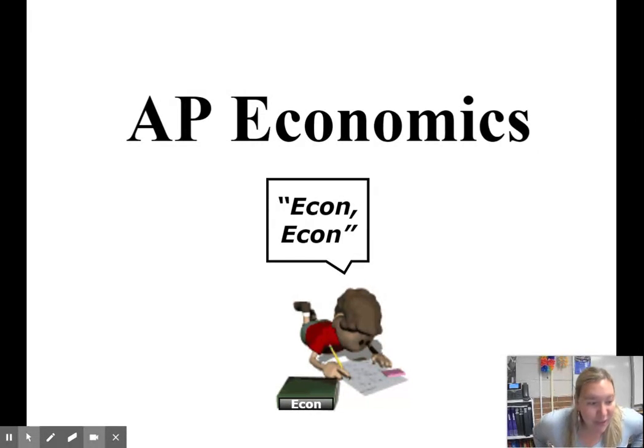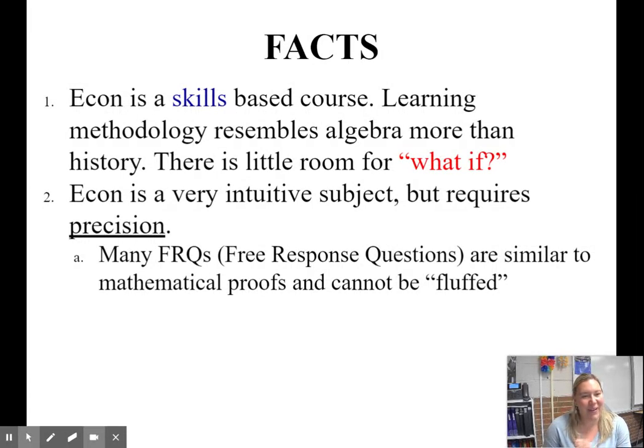So your first lecture, I want to go through test information, some more information about AP Classroom on My AP, and then get through the basics of economics. So here we go. One of the most important things to remember is that this is a skills-based course. What we do in economics is very different than what you've probably experienced in other social studies classes, and definitely different than what you've experienced in AP social studies classes.